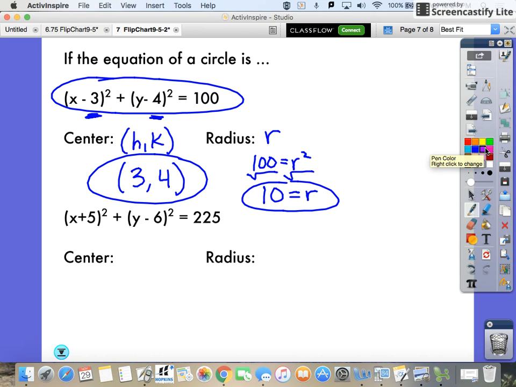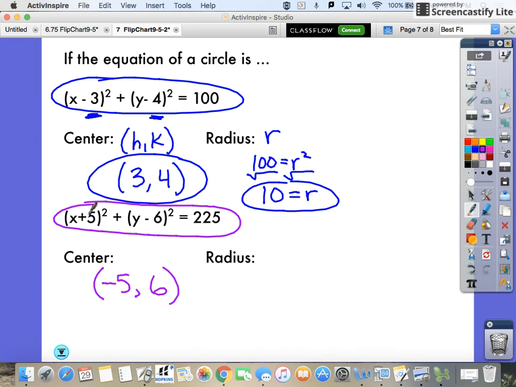So for the next one, they gave us this formula. Our center is going to be negative 5 and positive 6, because here it's a positive, so it becomes negative. Here it's negative, it becomes positive. And then the radius is the square root of 225, which is 15.